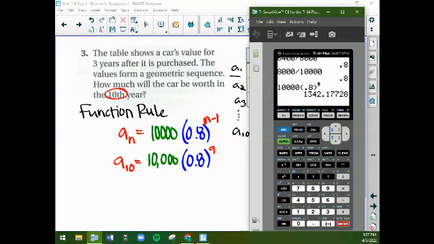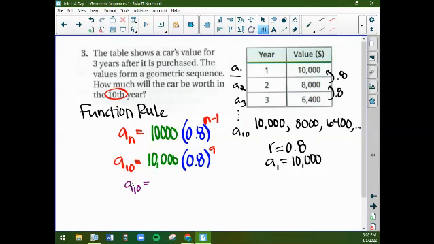And I get 1,342. And we're thinking about dollars, so we would round to the nearest cent. So 1342.18. Right, and we're thinking in terms of money. Okay, so the car is worth that much in 10 years. All right, and that is our intro to geometric sequences.